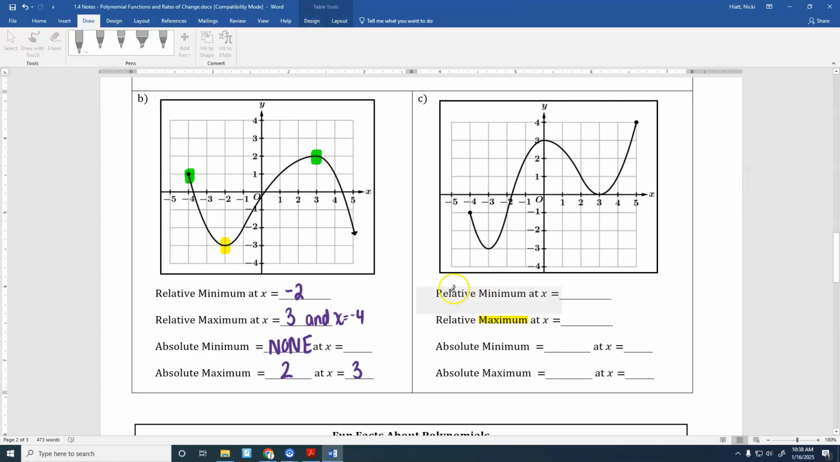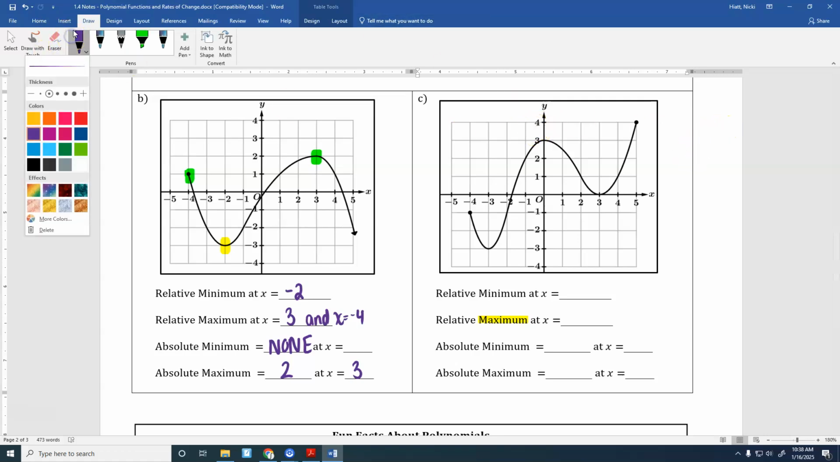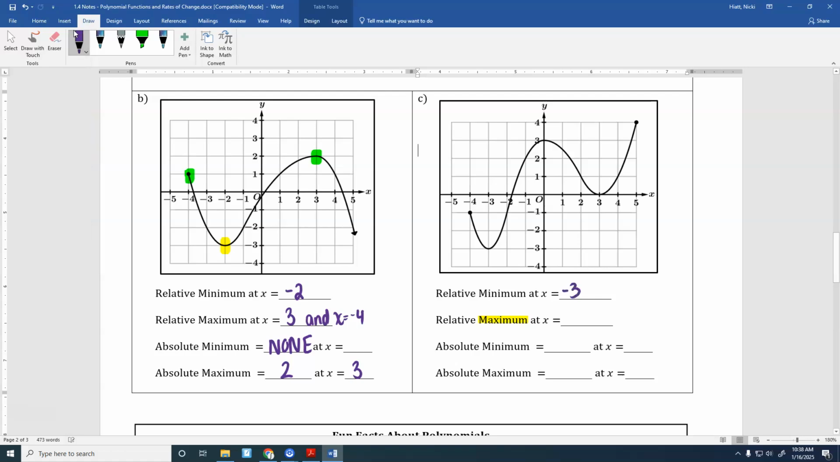Okay, let's see. Kendall, what did you guys get for relative minimum? All right, -3. Why is it not on your right? What have I done? X equals -3, so right here. And what was your other one? X equals 3. Okay, do you guys agree? I think that looks good.